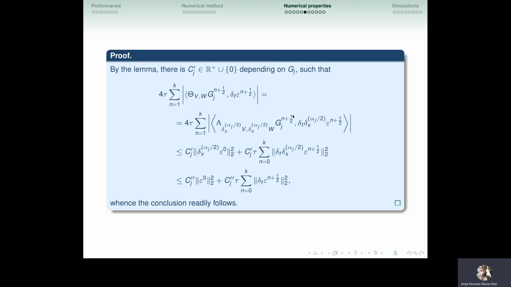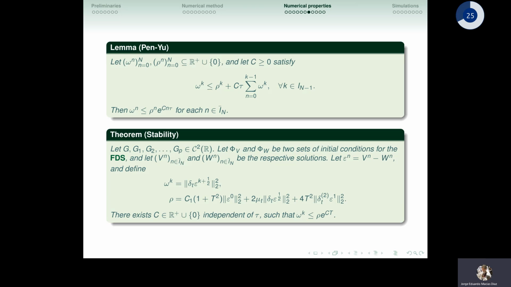I'm going to skip the proof for reasons of time. We also need a discrete form of Grunwald's inequality. So this is a discrete form of Grunwald's inequality that we are going to require. And this is our theorem on stability.